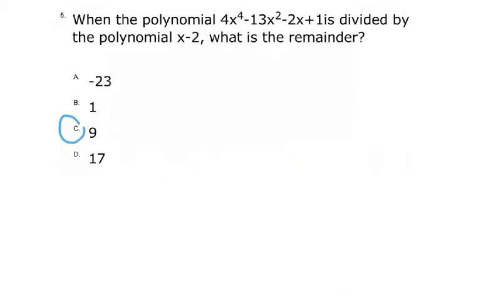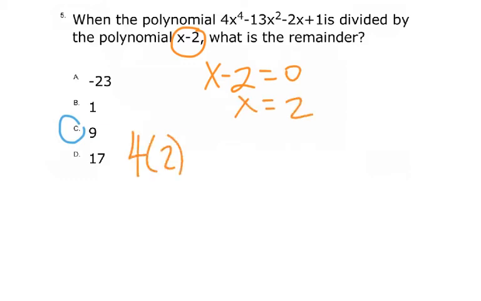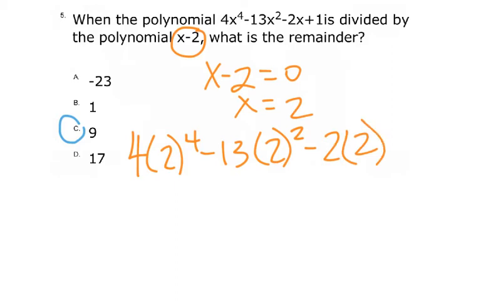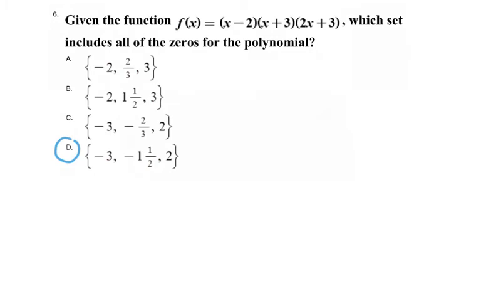Okay. Alright, so this one, pretty much the same thing. We're dividing by x minus 2. So x equals 2. I'm going to replace all the x's with the number 2, and that's going to give me my remainder. Remember, if you don't like doing this, you could actually divide, and you would get the same answer. It would just be a longer process. So I'm going to put all of this in my calculator, and I get 9, which is why the answer choice is C.